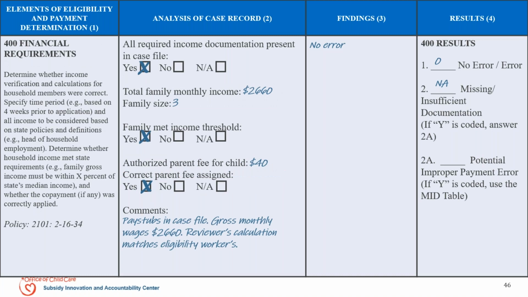Before I move on to 400, I wanted to address a question that came in, a really good question from Paula in Colorado. If an error is identified due to missing or insufficient documentation and the information was available from an interface from another eligibility system, would we have to gather the actual documents or could we use the information received from the interface?